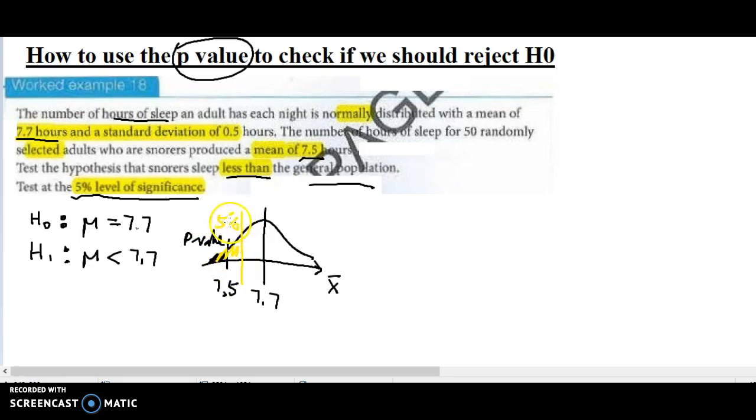This yellow area, this 5% area, is what we call the reject zone. If my sample mean is inside this reject zone, then H0 will be rejected. So now in this case, let's check the p-value. If the p-value is larger than this 5%, then we don't need to reject it. So let's find out the p-value. The p-value in this case is the black area, which is the probability that the sample mean is smaller than 7.5.